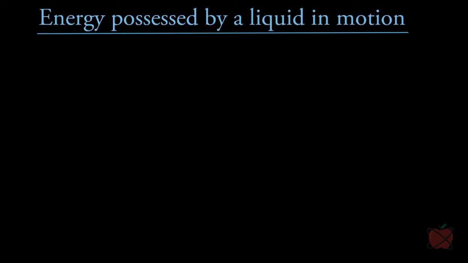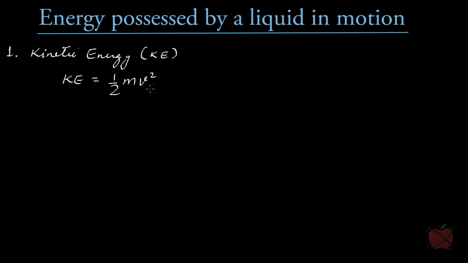A liquid in motion possesses three different types of energies. Number one, kinetic energy. Let's call this KE in short. And we already know the expression for kinetic energy. Kinetic energy is half mv squared. This is a well-known expression.